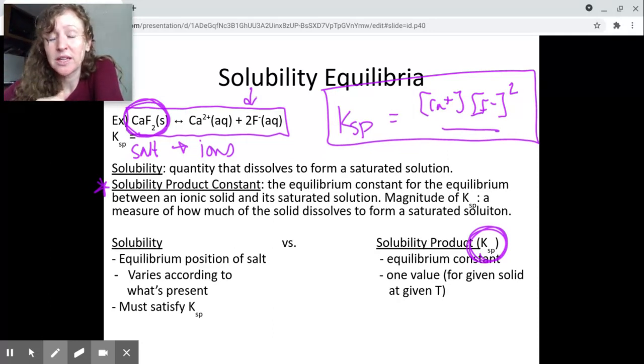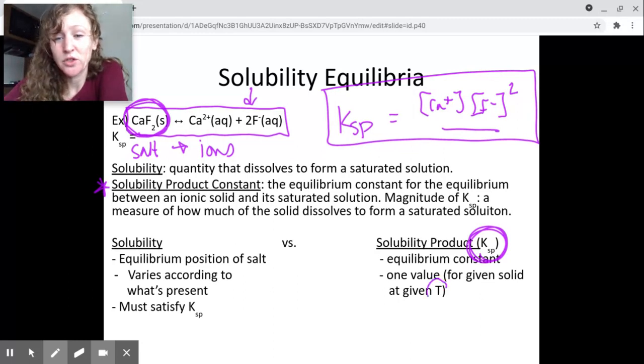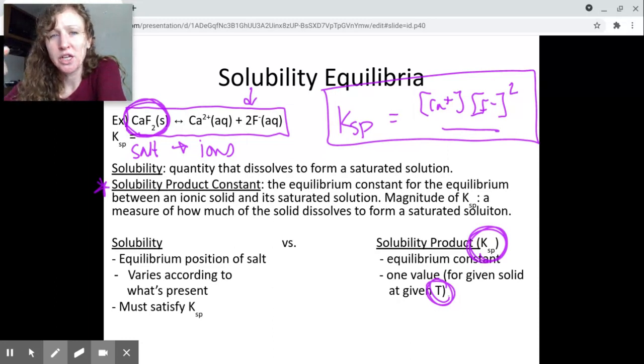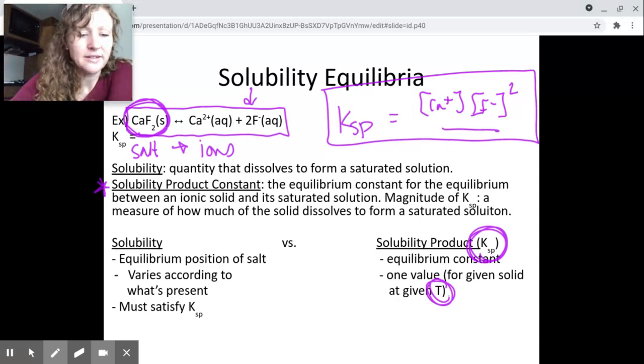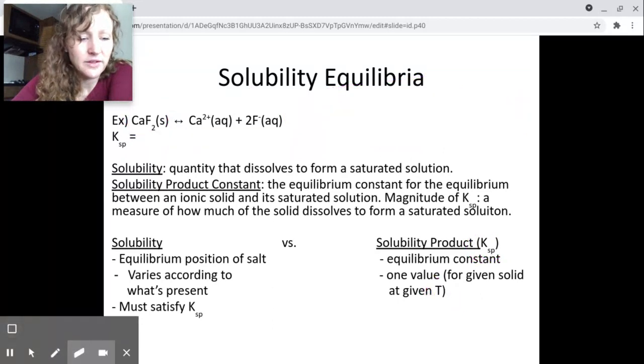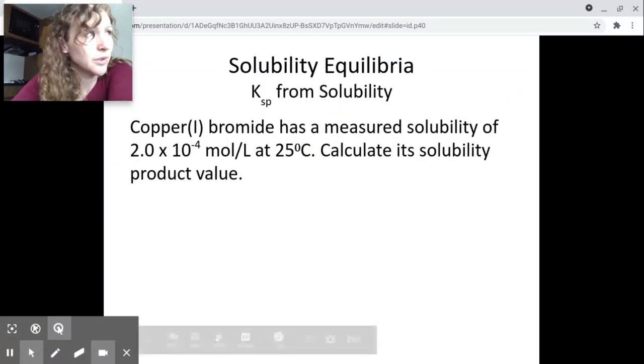If you want to know what the KSP for calcium fluoride is, you can go on Google and look it up. NaCl, go on Google, you can look it up, right? Just remember, if you change the temperature, just like any equilibrium constant, it's going to change as well.